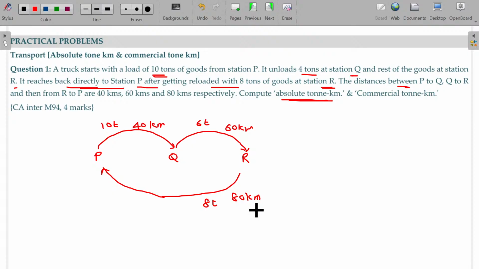But it is not only the lorry driven, it carries goods also. The capacity of the lorry may be anything different, but actually they are carrying only 10, so you have to multiply with the 10. Actual will be taken. So 10 into 40, 400 ton kilometers. And here 360 ton kilometers. And this will be 640 ton kilometers. Now what is the total? 1400 ton kilometers carried. This is called absolute ton kilometers carried.